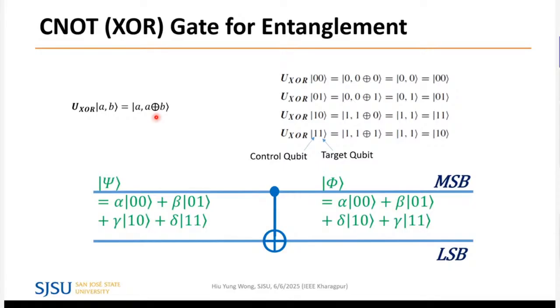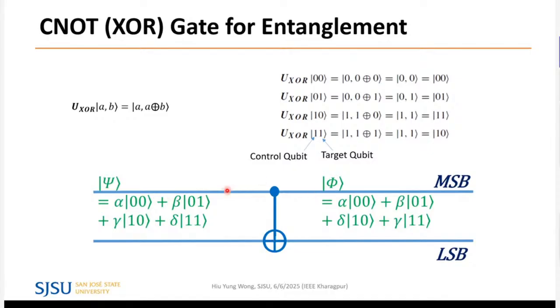If you remember the logic operation, exclusive OR means that if A is 0, B will not change. If A is 1, you actually apply a NOT gate to B. So if you go through this carefully, if the first qubit is 0, I do nothing to the second qubit. So 00 is still 00, 01 is still 01. If the first qubit is 1, I apply a NOT gate to the second. So 10 becomes 11, and 11 becomes 10. Because the first qubit is 1, the second qubit becomes the negation of itself. This is just how you apply it to the basis states.